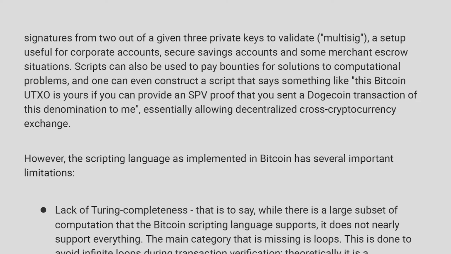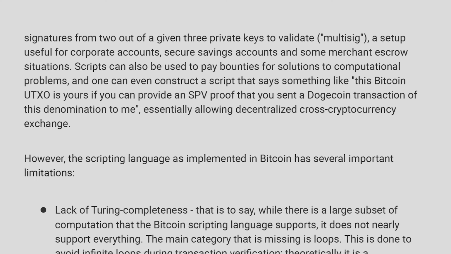Script can also be used to pay bounties for solutions to computational problems, and one can even construct a script that says something like, "This Bitcoin UTXO is yours if you can provide an SPV proof that you sent a Dogecoin transaction of this denomination to me," essentially allowing decentralized cross-crypto exchange.